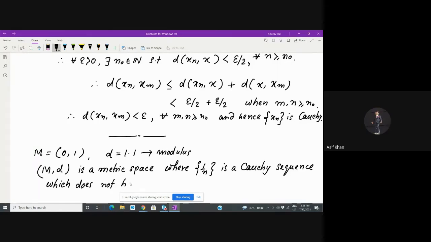Sir, I think it's better to write closed at 1 because we are taking 1 by n. Open at 0 and closed at 1, so the right hand side will be closed. That means (0, 1]. Sir, we are constructing the sequence 1 by n, and for n equal to 1, 1 should be in the space. Yes, you want to include the first term. Great, thank you. So it does not have a limit in M. So the converse does not hold.